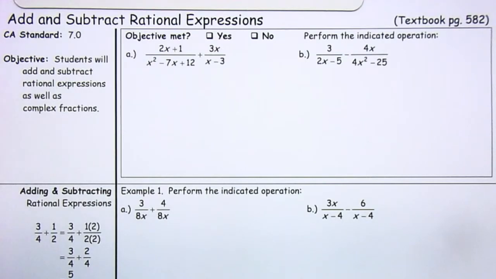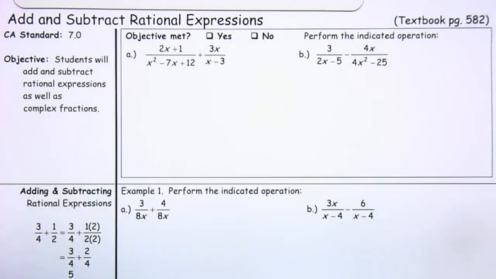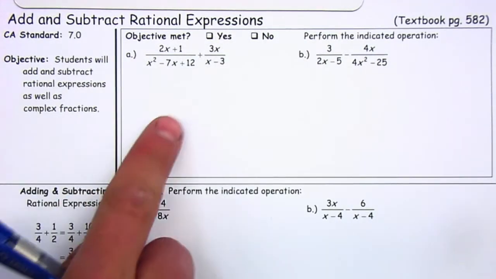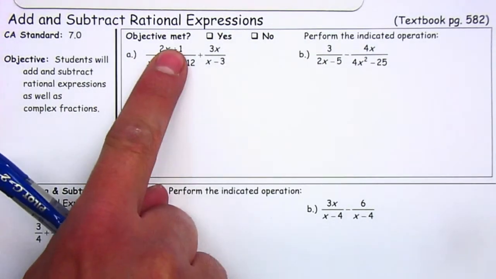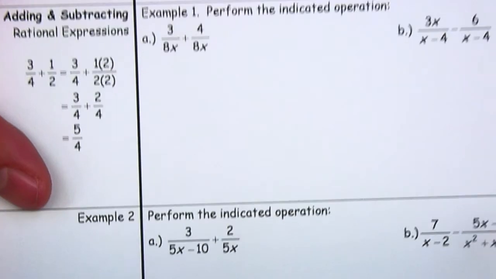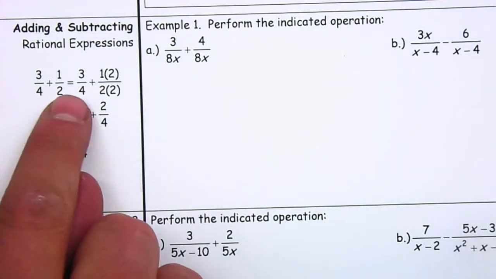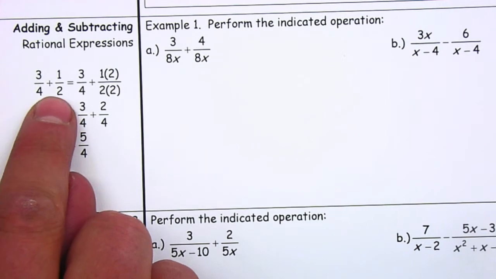Good morning. Today we are going to add and subtract rational expressions. So we're going to be adding fractions that have polynomials on top and on the bottom. And if you guys remember, back in elementary, you guys learned how to add fractions. We know that in order to add two fractions, we need to have the same denominator.